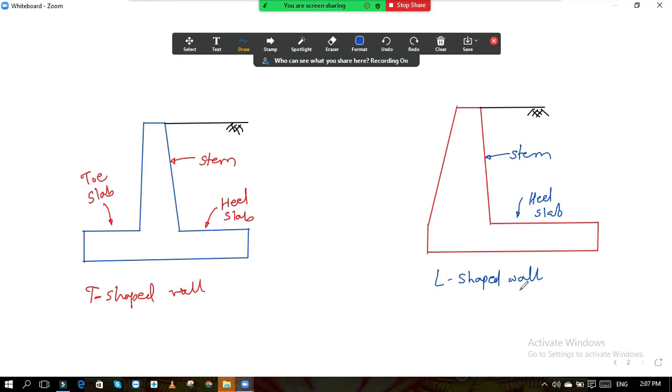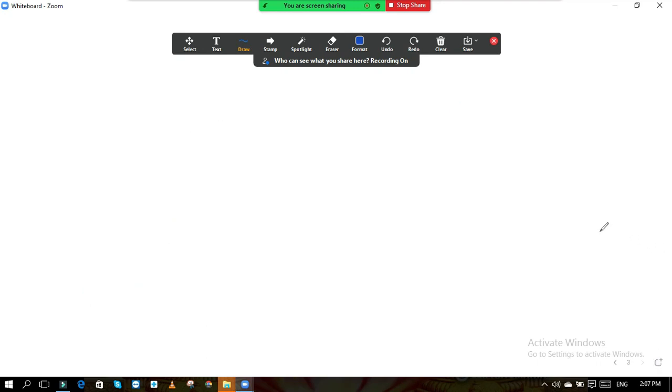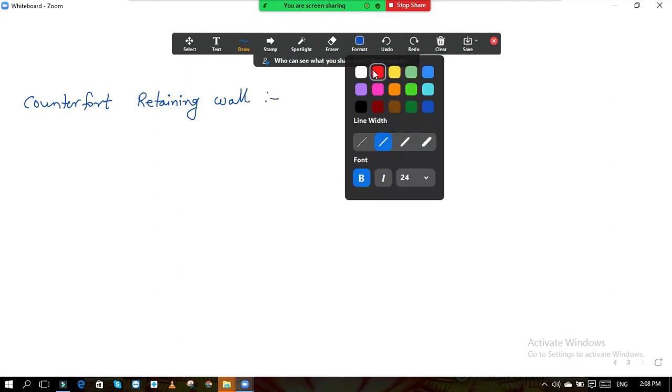So now, in the same way, the counterfort retaining walls are also there. Okay, I will tell you the theory of this because the theory of this can be asked in the examination. So I have told you the points regarding cantilever wall. Now I will tell you the points regarding counterfort retaining wall. So we will see all the points one by one.